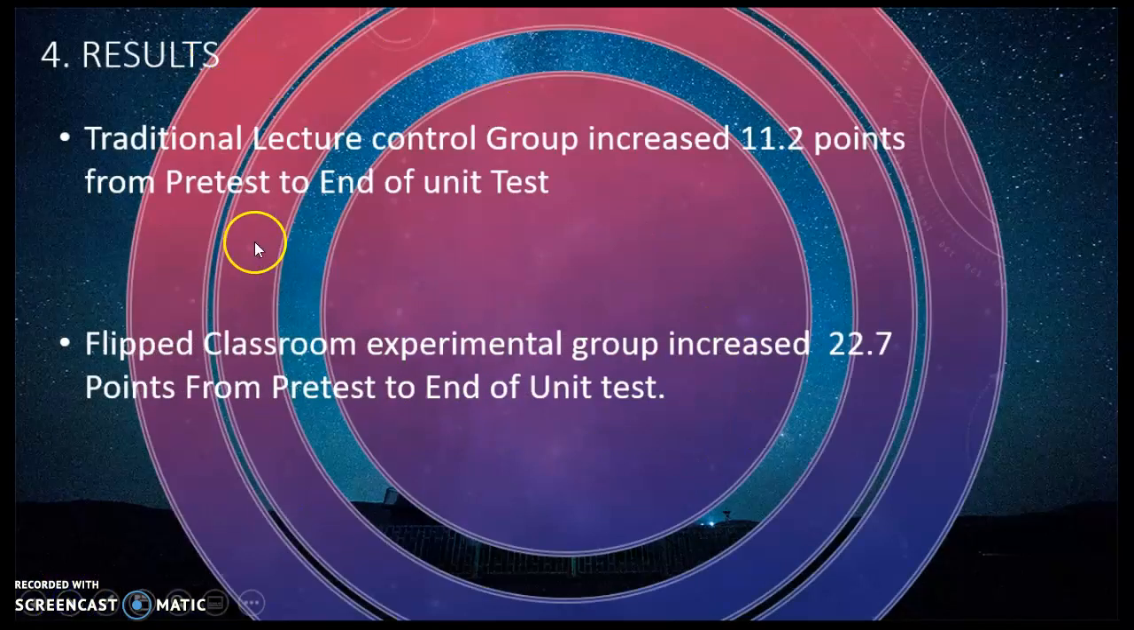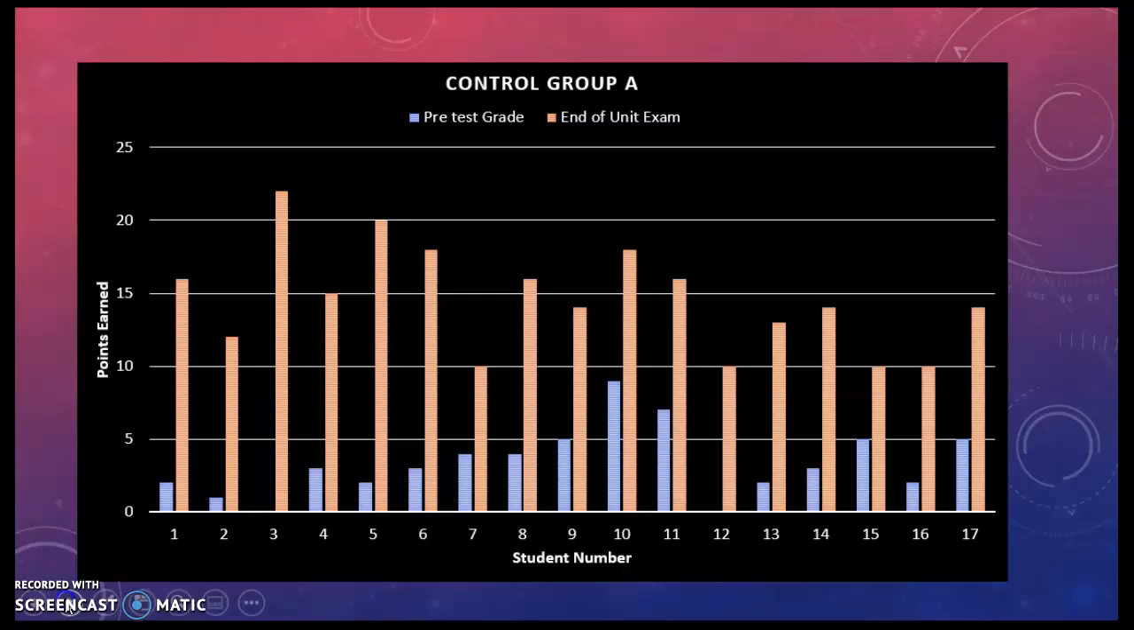Okay, so the results. The traditional lecture control group increased 11.2 points from the pre-test to the end of the unit's test. And the flipped classroom, this is important, they increased 22.7 points from the pre-test to the end of the unit test. And these are the ELLs we're talking about, okay? So the ELLs show a marked improvement in their general understanding. The ELLs, the flipped classroom.